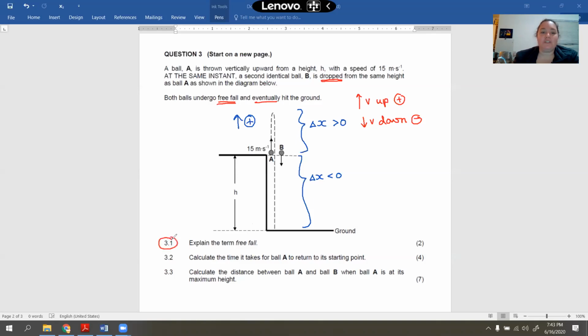So the first question asks you to explain the term free fall. Now, I'm not going to ask you to do this just yet, but you've got to remember that free fall has to do with the motion. So I'm not going to require you all to write it down. I am going to give you the answer here, but it is the motion of an object acting under only the force of gravity.